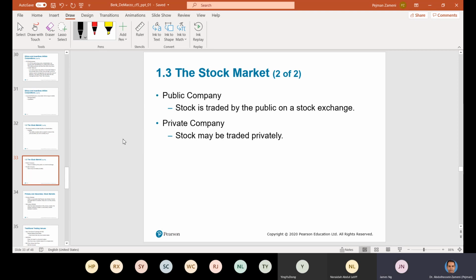Public company and private company. Under the public company, a stock is traded by the public on a stock exchange. This is what we are talking about right now. You would be a shareholder. Under the private company, stocks may be traded privately among the internal shareholders. It's not public.